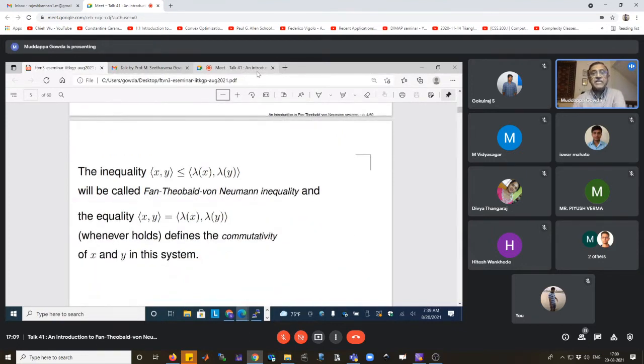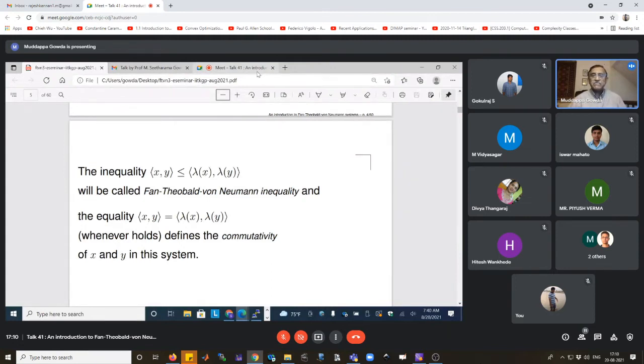Inequality that appears in the second item will be called Fan-Theobald-von Neumann inequality. I'll tell you why I'm using these three names for this inequality. These names will appear in various examples. And the equality x dot y equals lambda x dot lambda y.